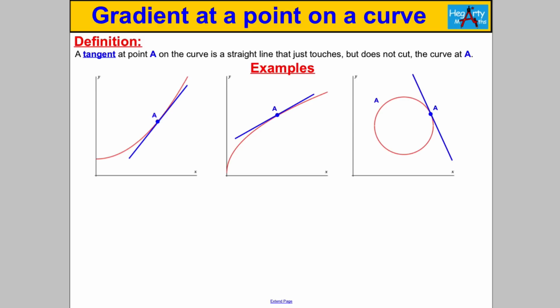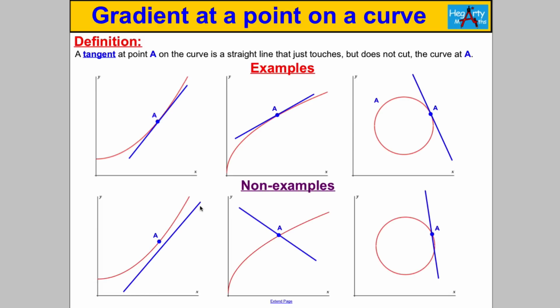And here are some non-examples of tangents, so things to be careful of in case you get confused and think they might be tangents. So this first one here is not a tangent because it doesn't touch the curve at A, but it doesn't touch the curve at all. So it's certainly not a tangent. The second one is not a tangent. It crosses or intersects the curve at A, but it doesn't just touch it. Okay? And the last one is not a tangent. It's close to being a tangent, but you can see that it actually crosses at A.